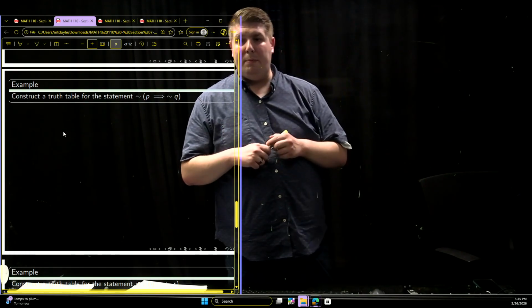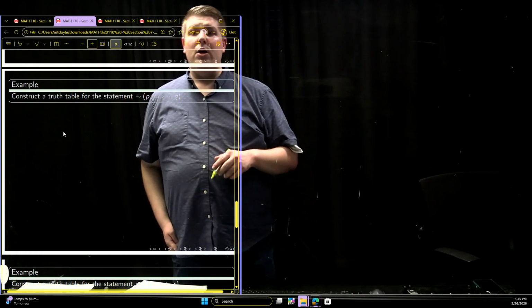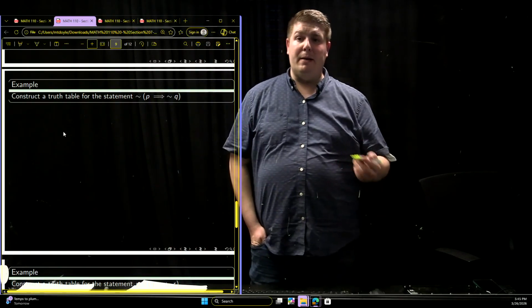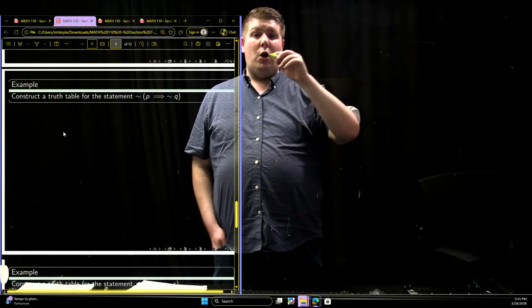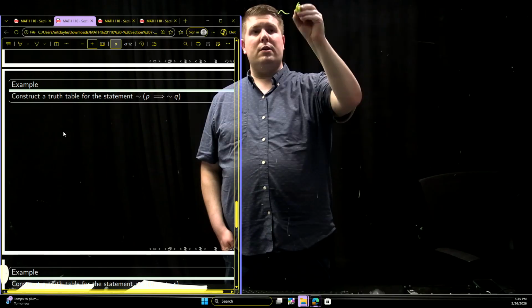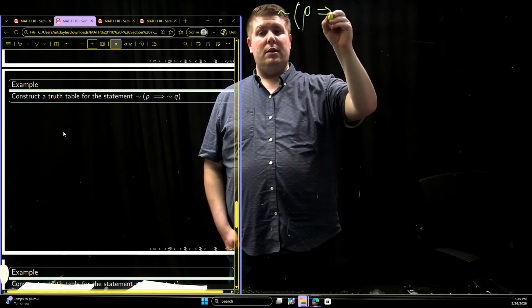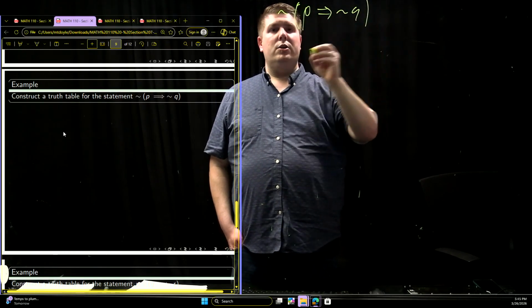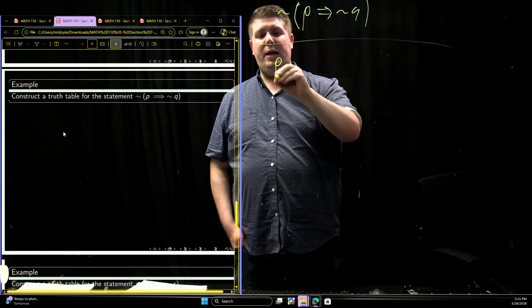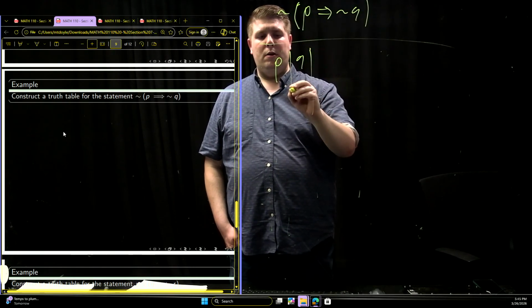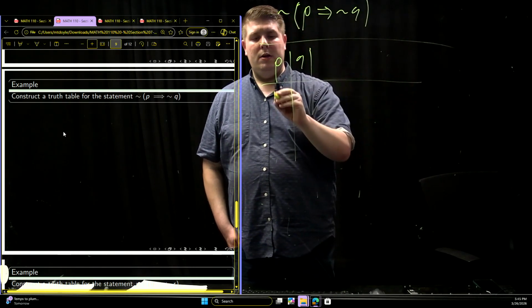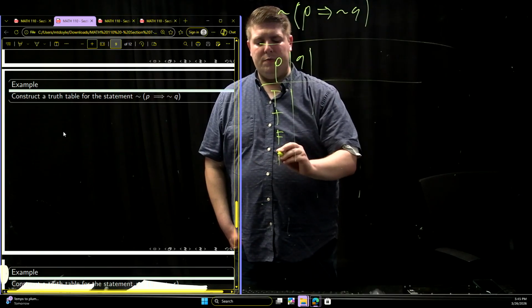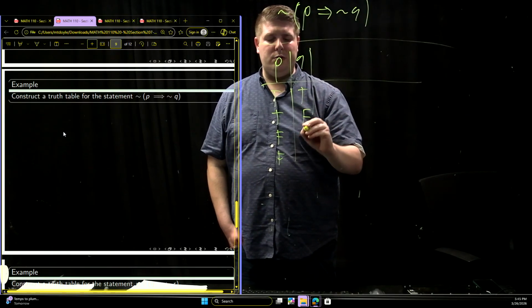All right, another truth table. So we have not, P implies not Q. So, not, parentheses, P implies not Q. So, once again, we set up the truth table, P, Q. Same deal. True, true, false, false, true, false, true, false.